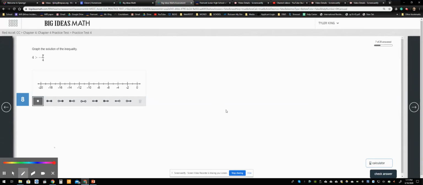Okay, so taking a look at this, we want to graph the solution of the inequality. So first thing we're going to do is rewrite this inequality. 4 is going to be greater than negative y fourths.